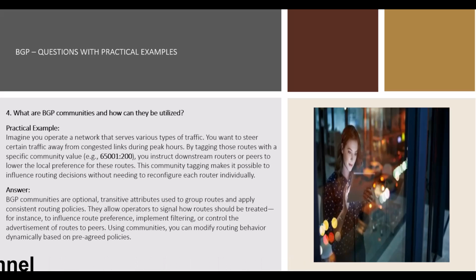So the answer here is that BGP communities are optional, transitive attributes used to group routes and apply consistent routing policies. They allow operators to signal how routes should be treated. For instance, to influence route preference, implement filtering, or control the advertisement of routes to peers. Using communities, you can modify routing behavior dynamically based on pre-agreed policies. I hope that makes it clear.